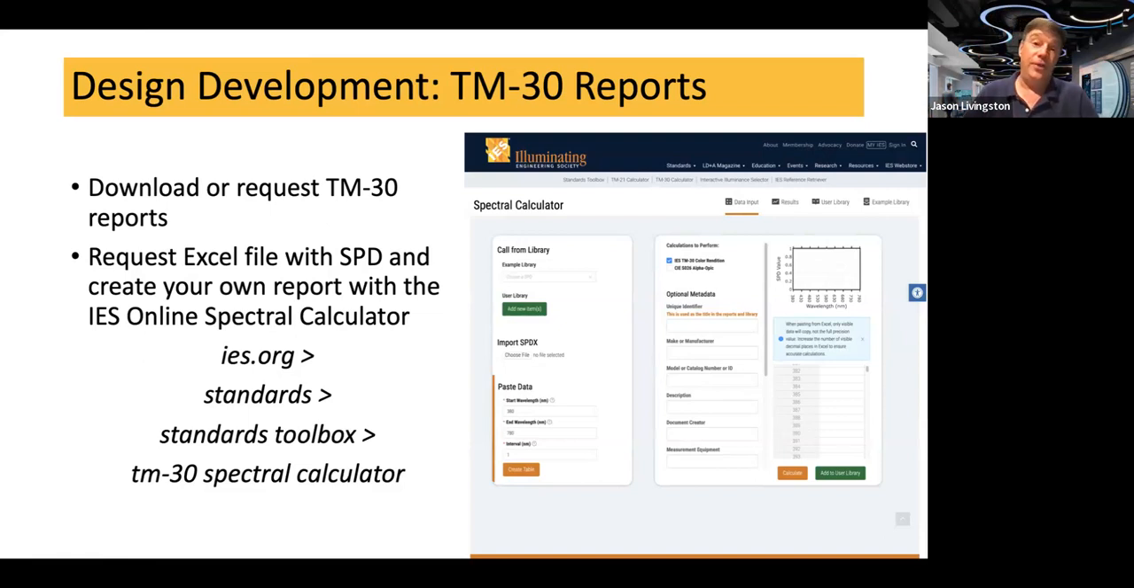And I can download them as a graphic, I can download them as a PDF, I can download them as an SPDX file, but I've got the info that I need. So I would rather that TM30 reports were available online and I could get them when I want them. But if what I need to do is receive a spreadsheet, I can work with that.